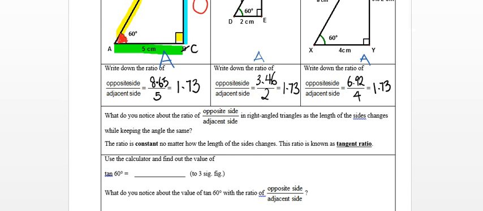So what do you notice about the ratio of opposite sides over the adjacent side in right angle triangles as the length of the sides changes while keeping the angle the same? This ratio, where we take the opposite side over the adjacent side, is constant no matter how the length of the sides changes. This is known as the tangent ratio.